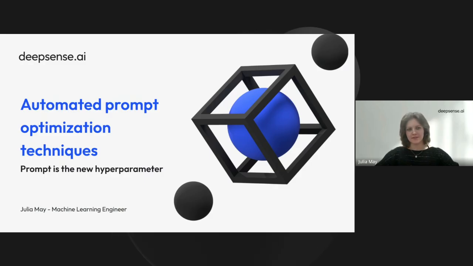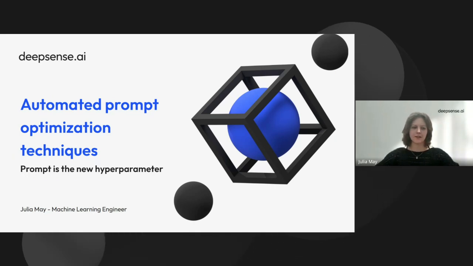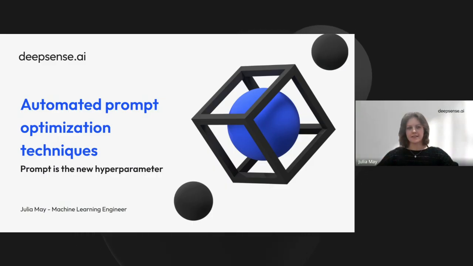Today, I'm going to talk a little bit about automated prompt optimization techniques and explain why we can treat prompt as a new hyperparameter. So I'm Julia. I'm working as a machine learning engineer at DeepSense, and my main area of expertise are NLP and LLMs.